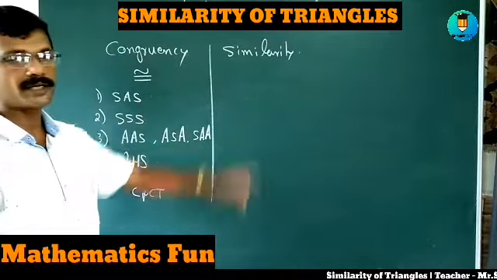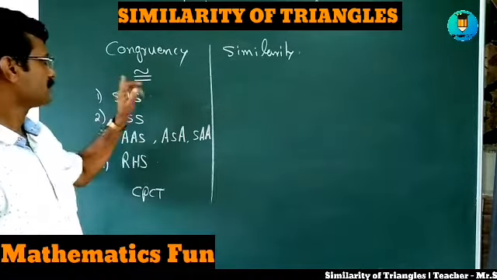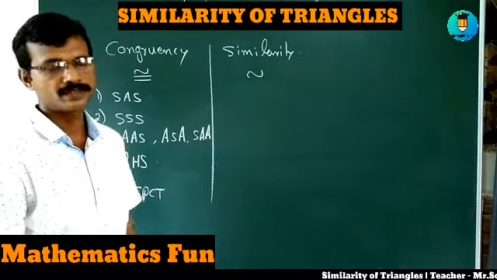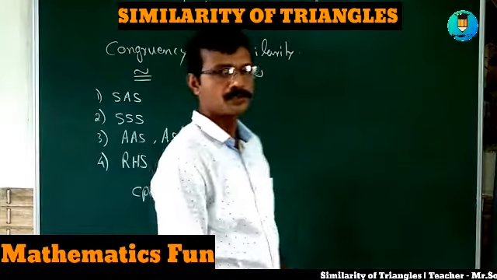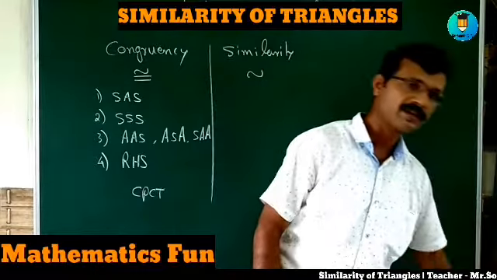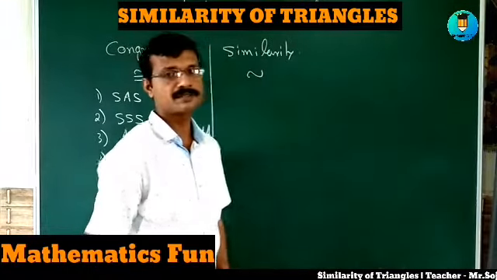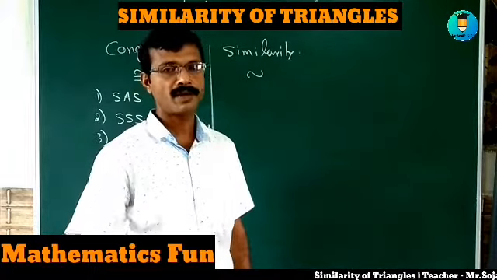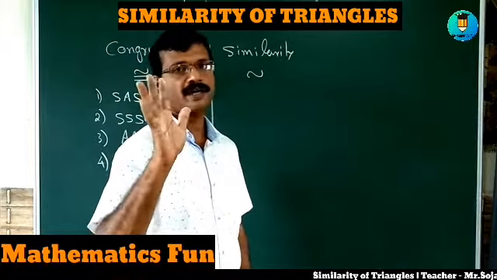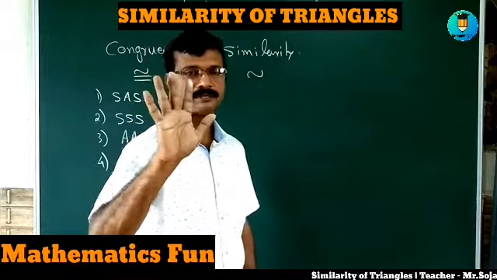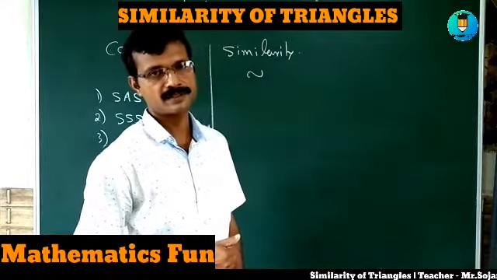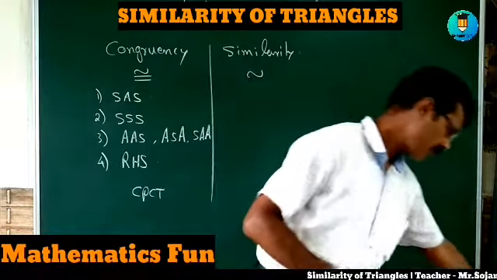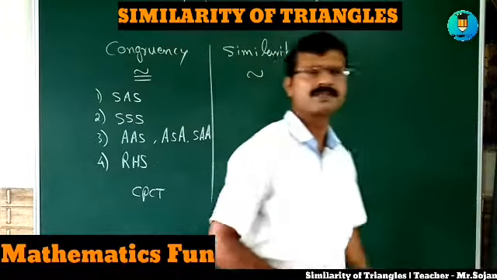Now when it comes to similarity, the symbol we use is only the tilde symbol. So what is a similar figure? Two or more figures are said to be similar if they have the same shape but the size is different. For example, if you take my hand and one of your hands, the shape is the same but the size will be different. So that is an example of similar figures.